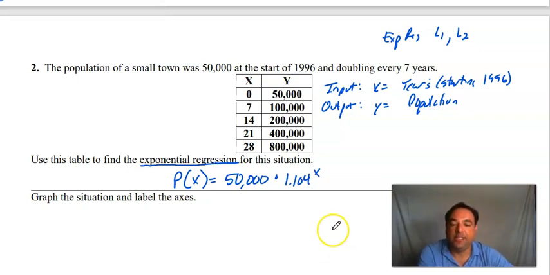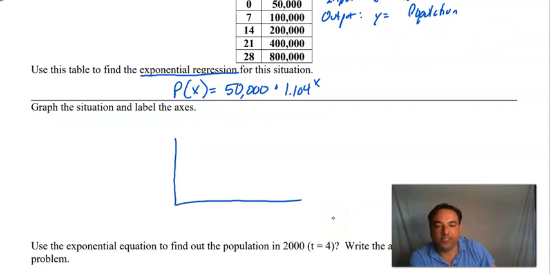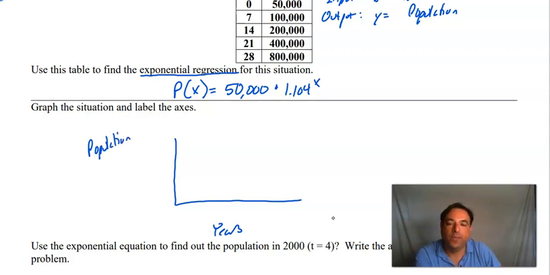Now, the next question says we're going to graph it. Well, in order to graph it, we're going to have to sketch it first. So when I sketch it, let's make sure we understand that on the x-axis we have years, on the y-axis we have population. Now we're going to have to figure where to start, where to end. Well, notice that it starts at 0, goes to 28, so I'll start at 0 and I'll go to maybe 35, so I can see a little bit later. And maybe count by 7s, kind of like they did. So 7, 14, 21, 28, 35.